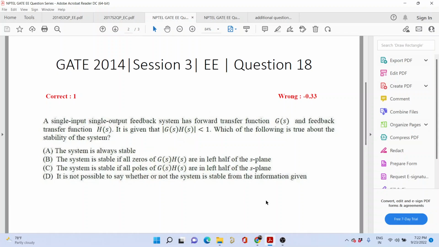I'm asking you to think along the lines of Nyquist plot. Option B is not correct. So we are left only with option A. Tell me the reason why you are thinking option B or option A, whatever you are thinking. Why are you saying it?